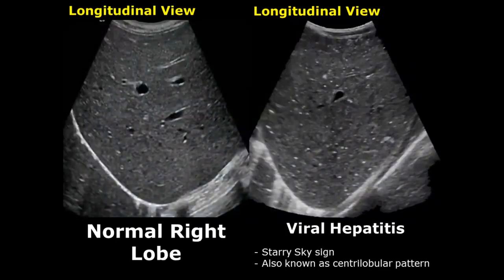The viral hepatitis has one classic sign known as starry sky sign. It is also known as centrilobular pattern. You can see echogenic dots in the liver, which resembles a starry sky.